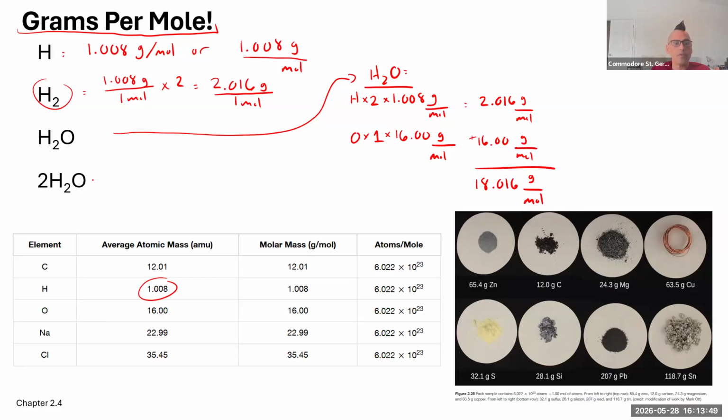All right, so now let's do two waters, right? If we have two waters, how many hydrogens do we actually have? Well, two hydrogens times two is going to be 4 grams per mole. For oxygen, we have now, instead of 1, we're going to have 2.